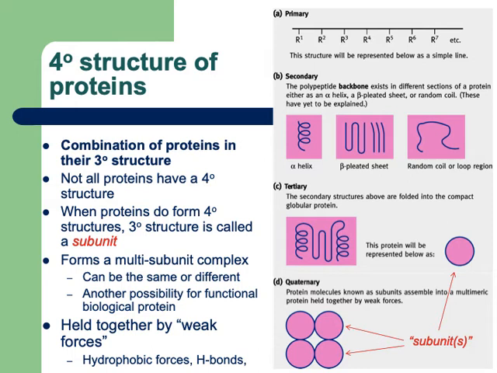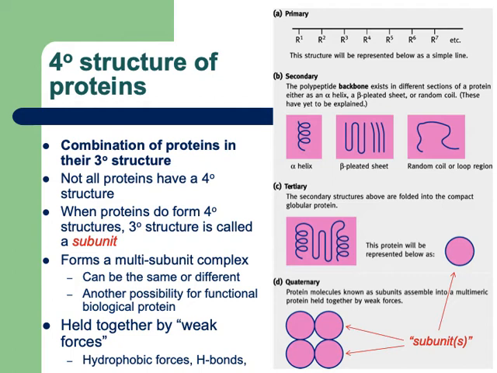Okay, so let's talk about these quaternary proteins. They're a combination of proteins in their tertiary structure. So if you look at the picture on the bottom right, we see subunits, and they're these round circles. Well, each of those round circles indicates a tertiary protein that are coming together and forming a quaternary protein. So each of those tertiary structures, proteins, are called subunits. So a quaternary protein is very complex because it's multiple tertiary proteins coming together to form a big molecule.